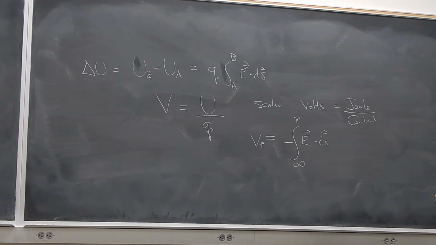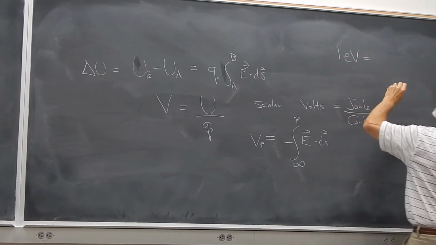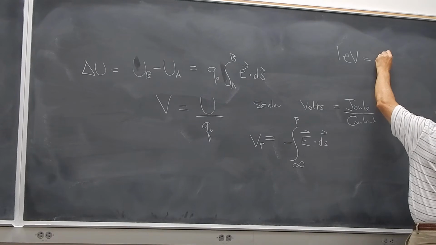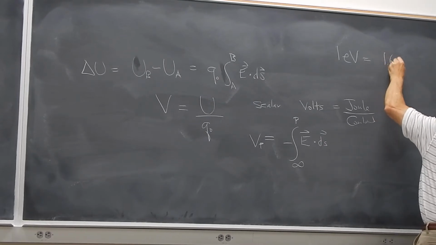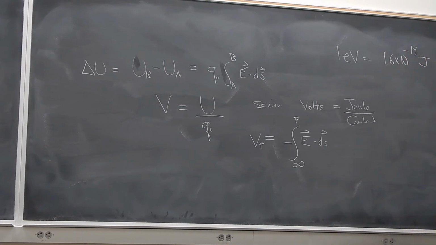Also, we use as a unit of energy the electron volt. One electron volt is equal to 1.6 times 10 to the minus 19 joules. It's the energy that a proton gains or loses by moving through a potential of 1 volt.